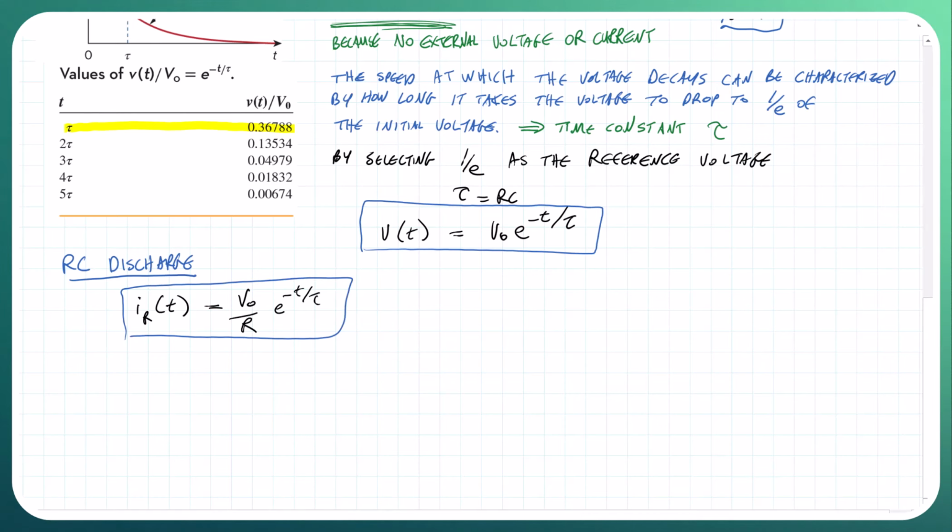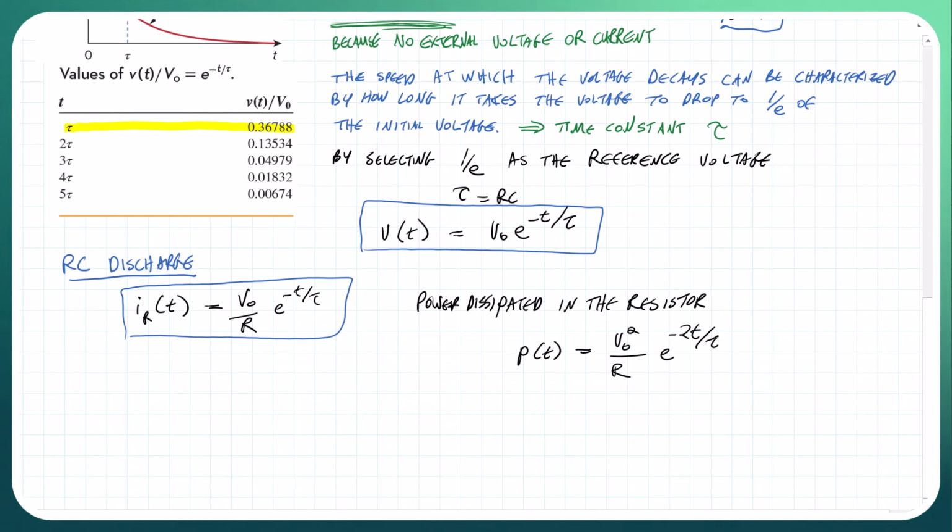And then the power dissipated. So this is the current, and then the power dissipated can be defined accordingly. We're going to talk about the power dissipated in the resistor. It's going to be P of T, power with regards to time, is V naught squared over R e to the minus 2T over tau. Okay, so that's just another equation.